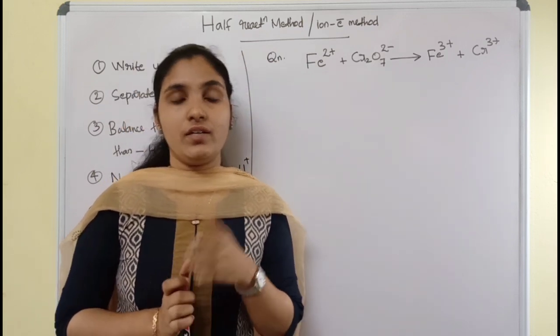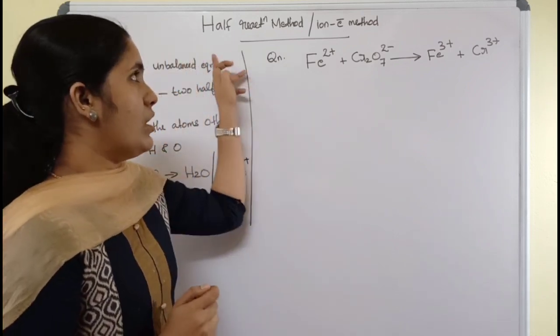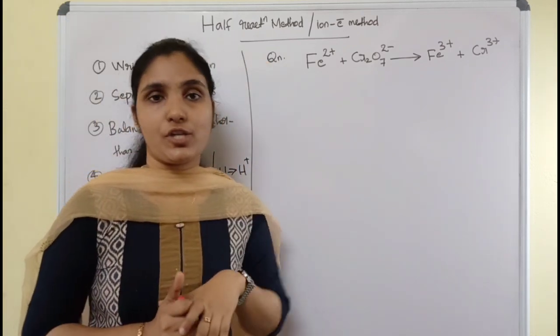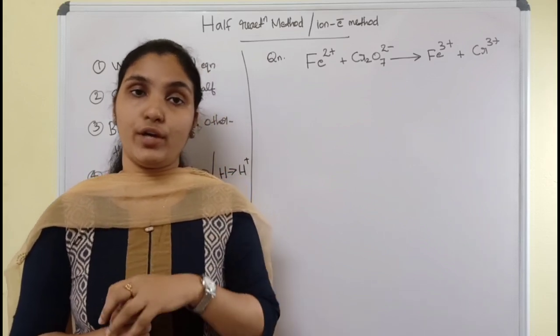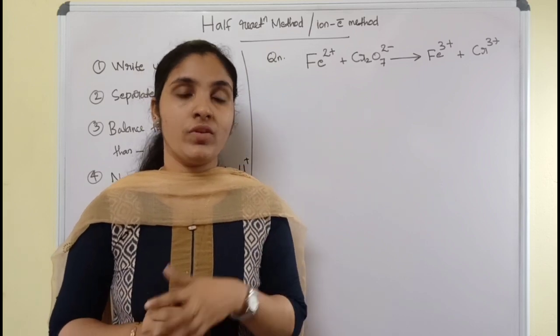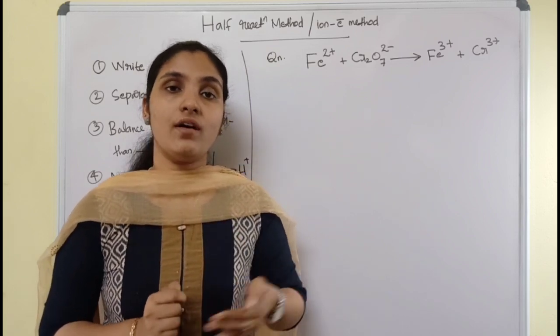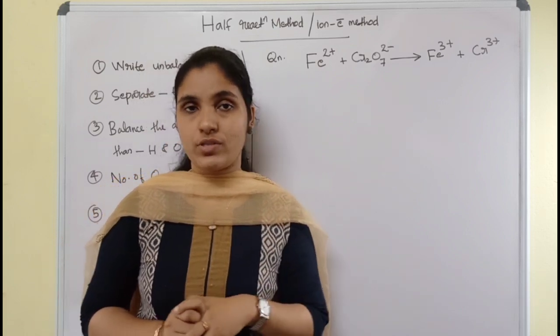So today we will see the next method for balancing the redox reaction, that is the half reaction method or ion electron method. We have already learned the oxidation number method and how to balance an equation using it. In today's class we will see how to balance a redox reaction using the half reaction or ion electron method.